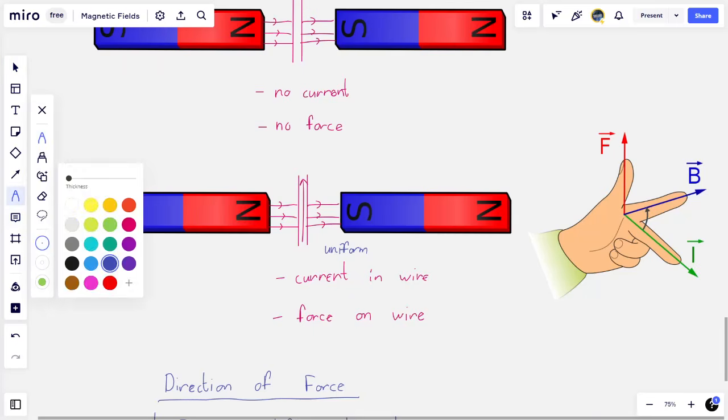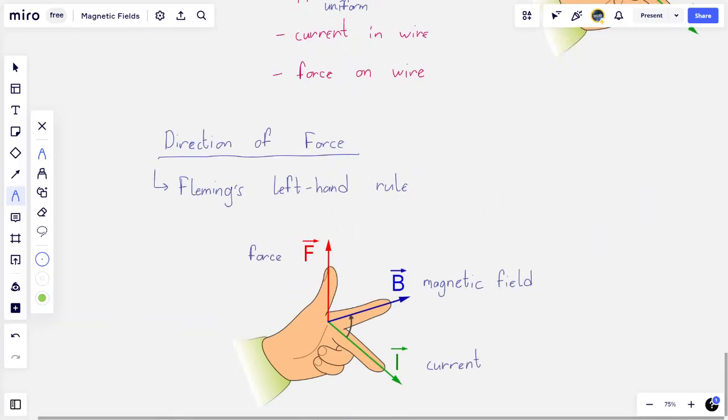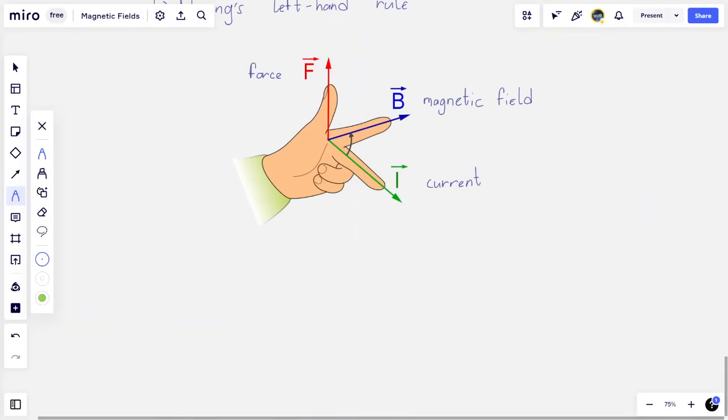And so what does this mean? This means that the force on the wire is into the page. Remember, these three are all perpendicular to each other, so something's going to be going in or coming out of the page. It turns out in this case, the wire will be pushed into the page. If I reverse the current and I use the left-hand rule again, then the force on the wire will be out of the page. Okay, so that's how we use Fleming's left-hand rule.